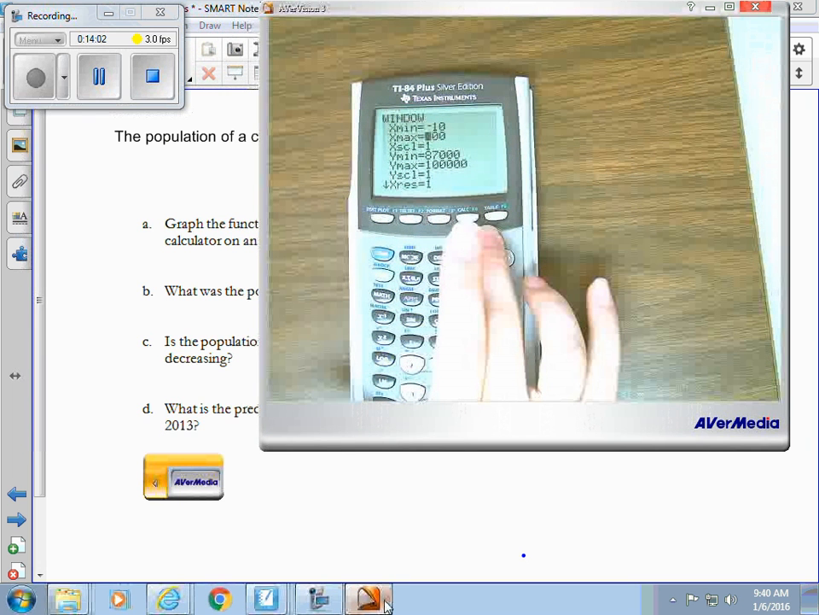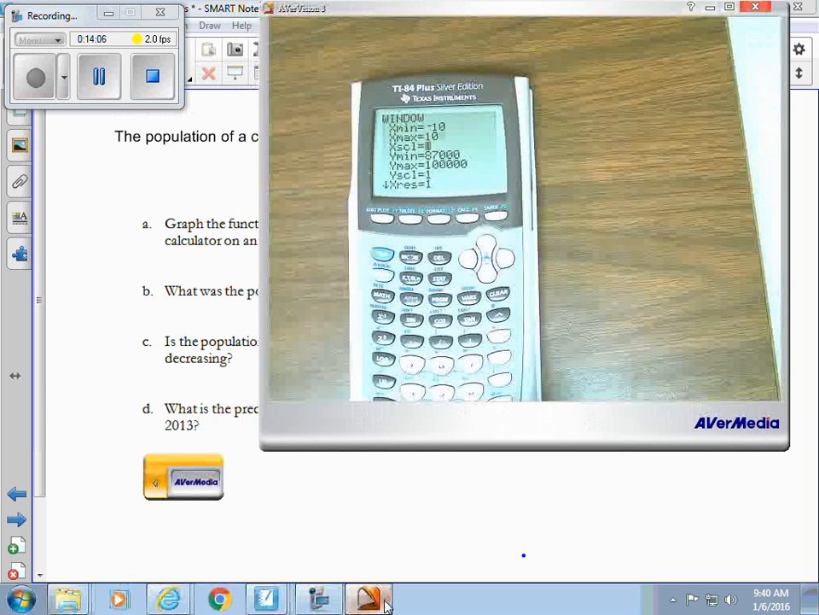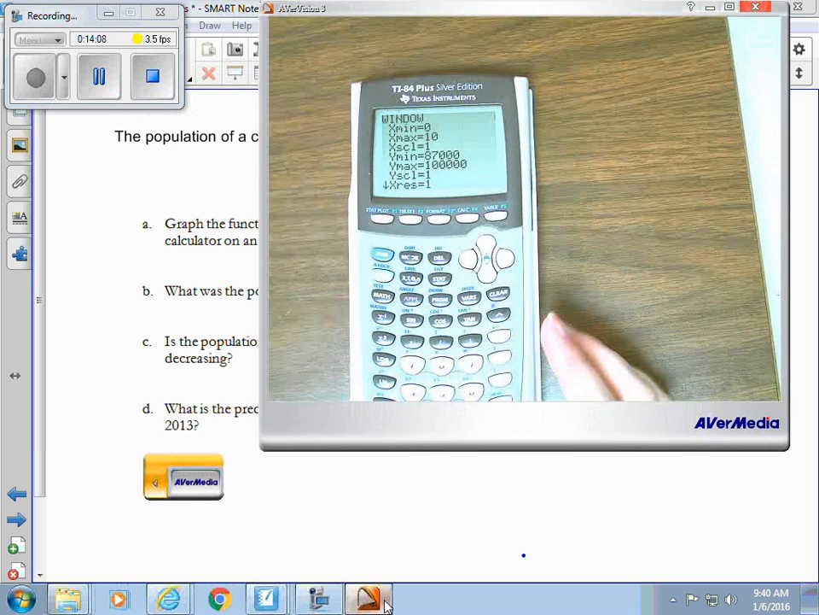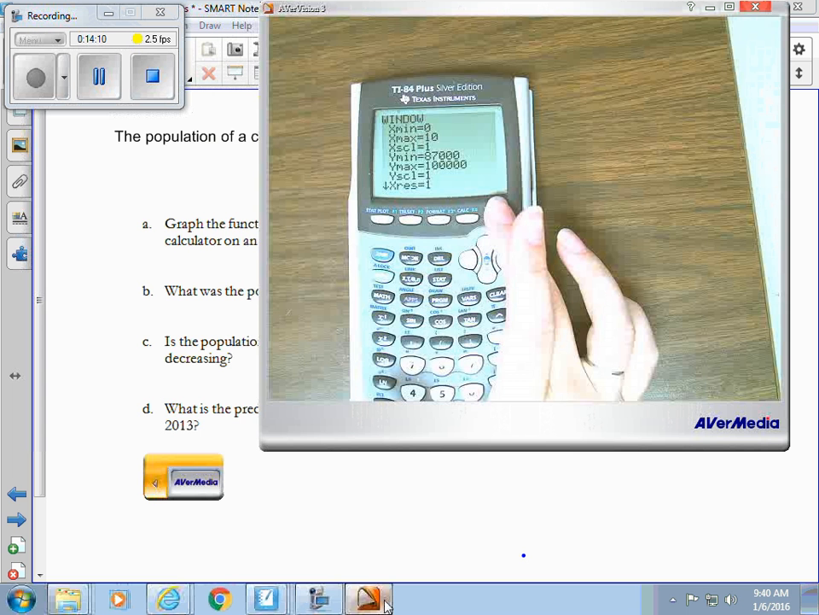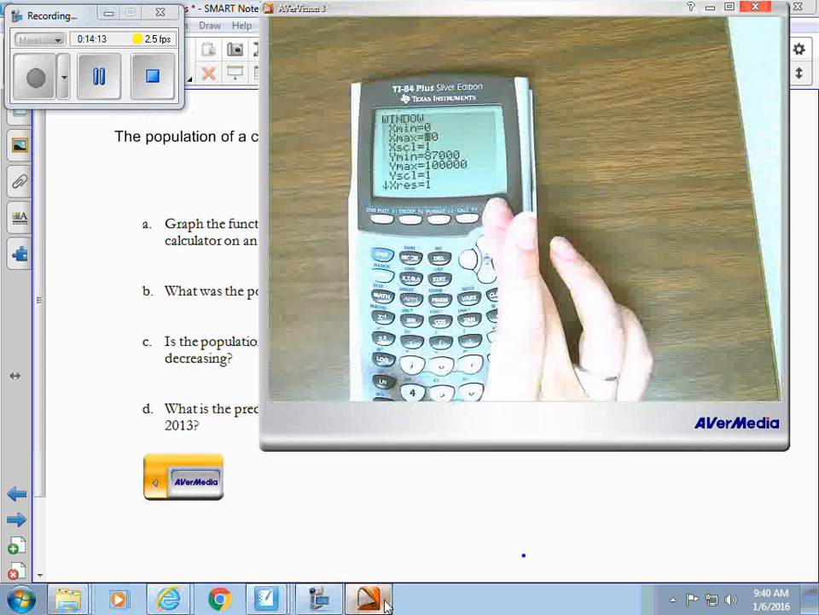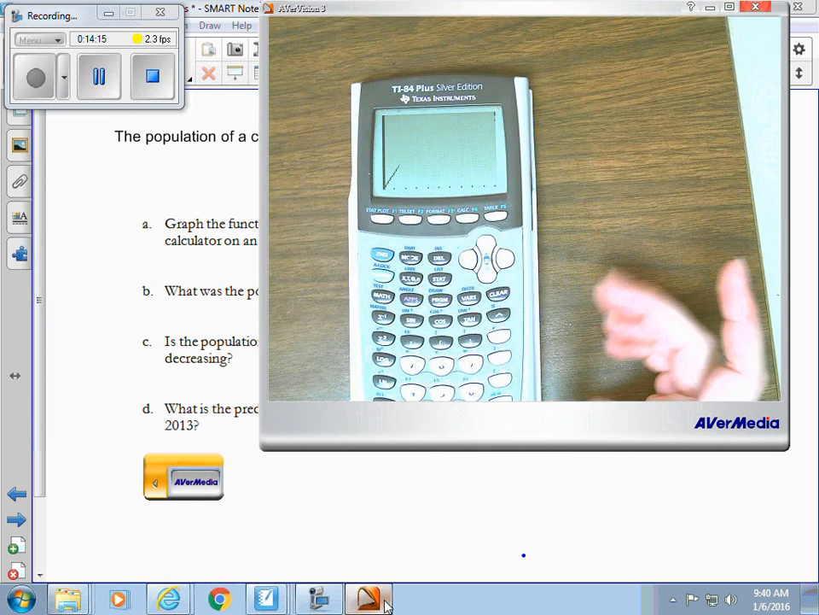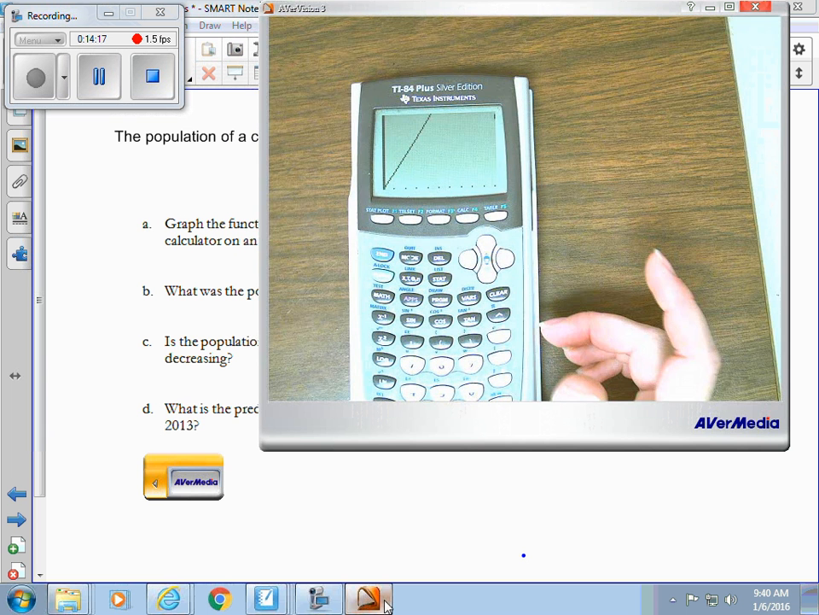And I'm going to go back and do my x's just from -10 to 10. And you could even really do 0 to 10 if you wanted to, because this is population. If you read the question, we're not going to care about negative time. And I'm going to push graph. Did it do okay?